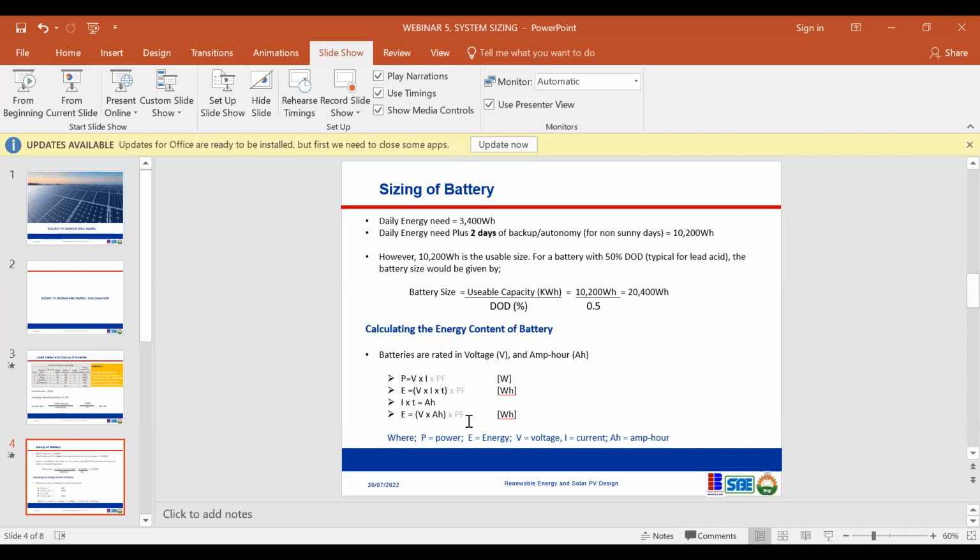That's the calculation I did here, okay? So if you want to know the amount of energy that battery contains in terms of watt-hour, you simply multiply the voltage times the amp-hour that was stated on that battery. Once you do that, you get watt-hour, which becomes the energy storage capacity of that battery.